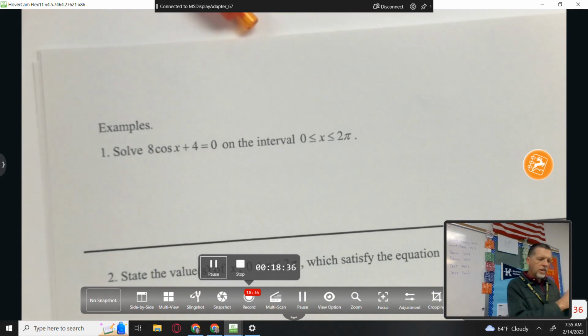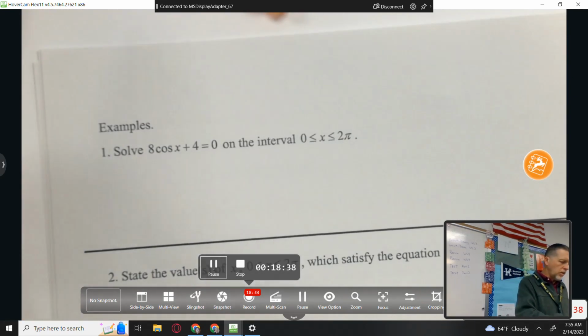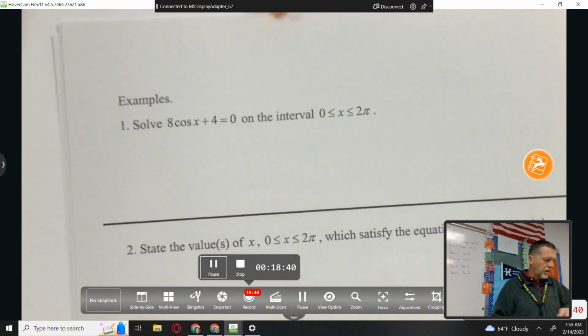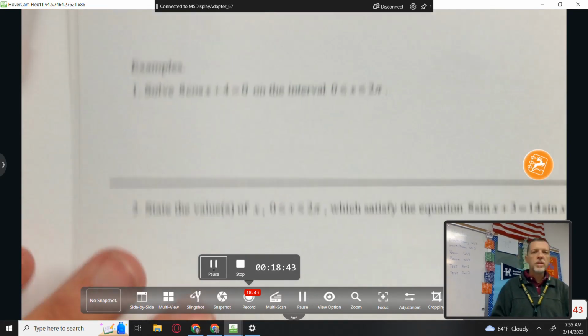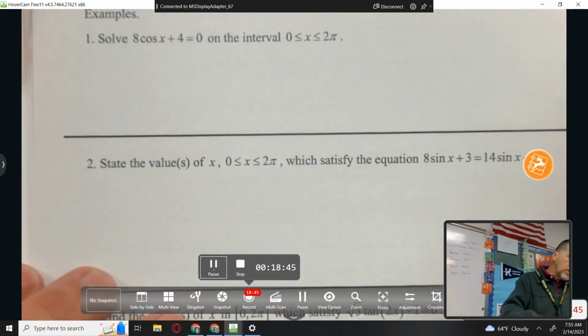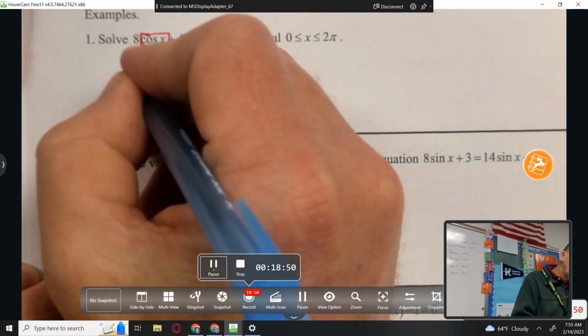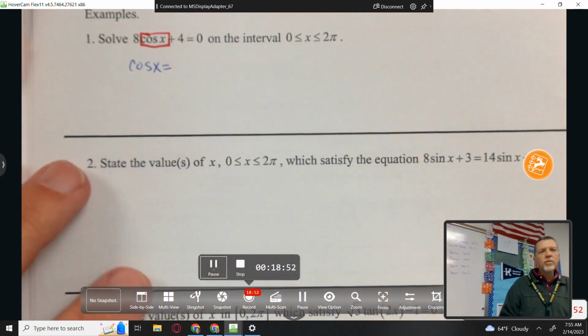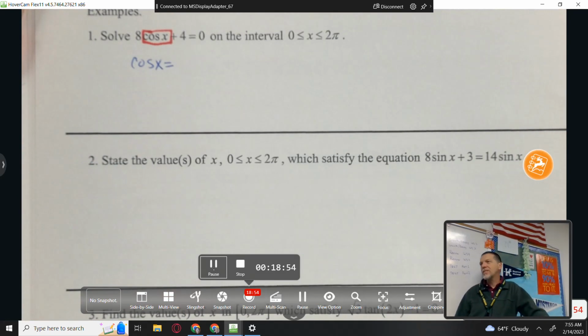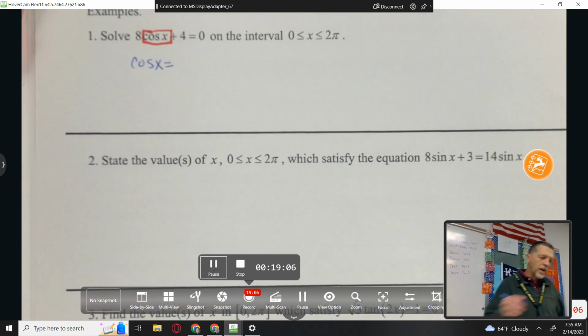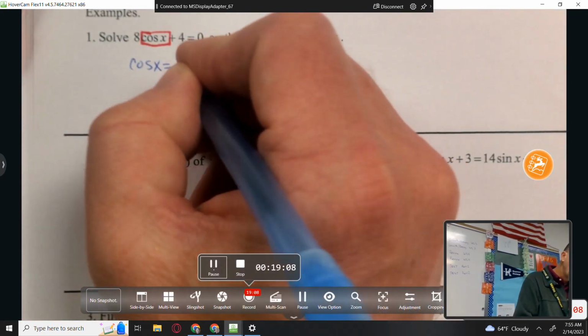Eight cosine x plus 4 equals 0 on 0 to 2 pi. So we're restricted here, finding all of them. So job 1, isolate the trig function. Hopefully your algebra skills are good enough that we don't have to write all these steps. Hopefully you can do the 2 steps in your head. And what does cosine of x equal? Negative 1/2. Good. So minus 4 divided by 8 would be negative 1/2.